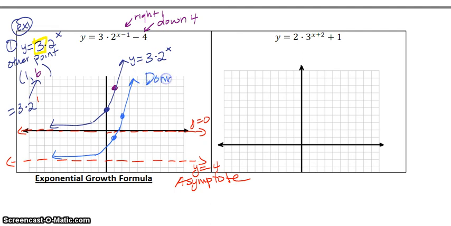All right, the domain is still all reals. But if you look at the range, it has now shifted down 4, so I'm going to say y is greater than -4. That shifts with the asymptote.